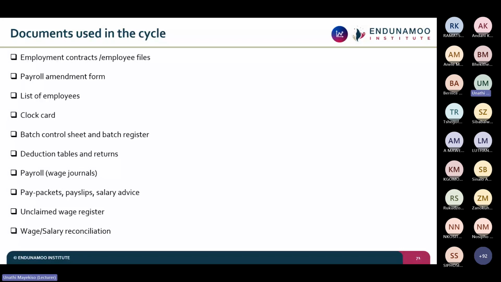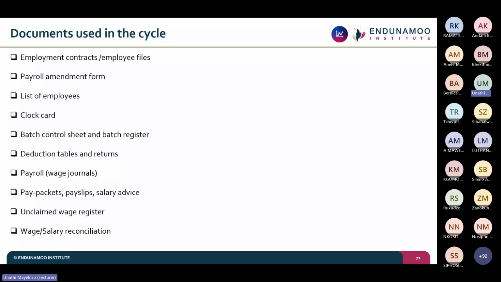Deduction tables and returns that would be tax related and any other third-party deductions like in your medical aid tables and things like that. Payroll, which would be your wage journals, pay packets. People don't really use that. I think they still use it maybe in construction. They give people envelopes at the end of the week. Pay slips, a salary advice, which is also a pay slip in my opinion.